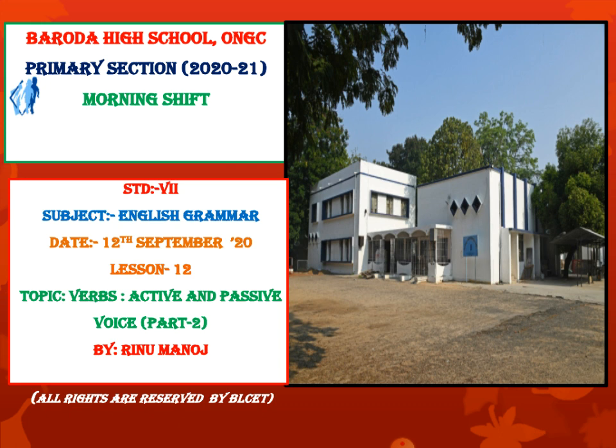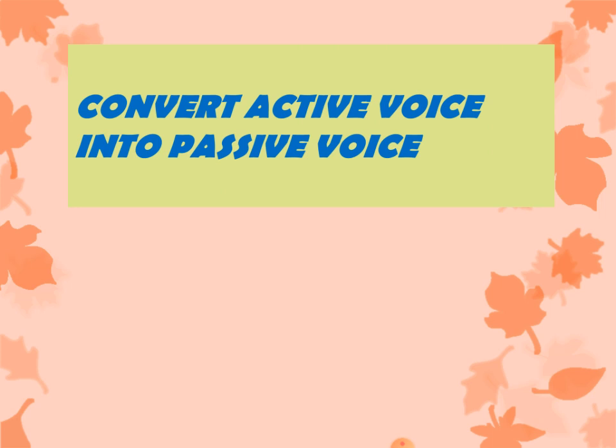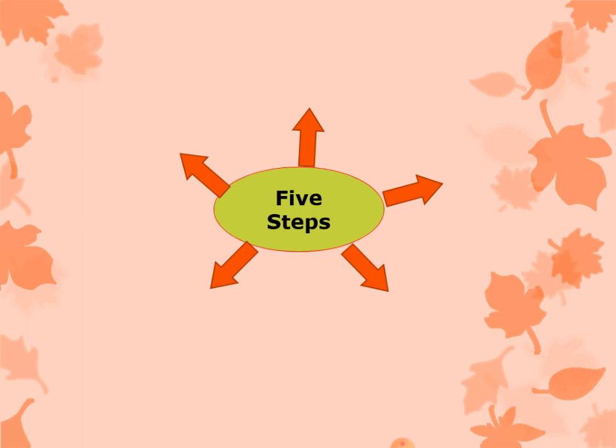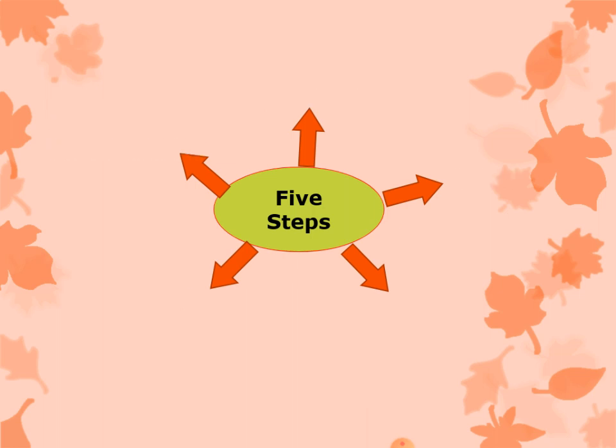In the previous video, I gave you the rules, tables and formulas of converting an active voice into passive voice. In this video, I am going to teach you how to convert an active voice into passive voice in simple present tense. For converting an active voice into passive voice in any tense, you have to follow the 5 basic steps. These 5 steps are identify, swap, convert, add a helping verb, add a preposition.